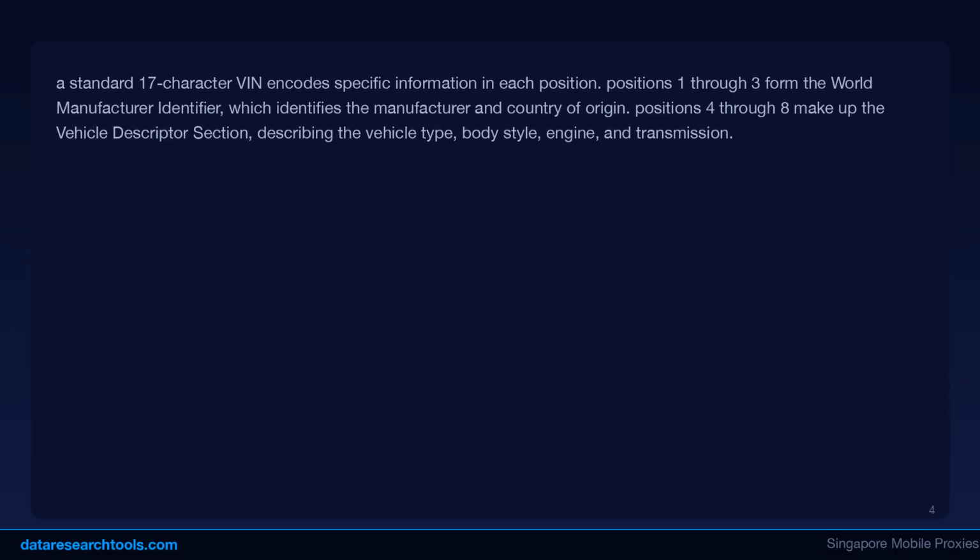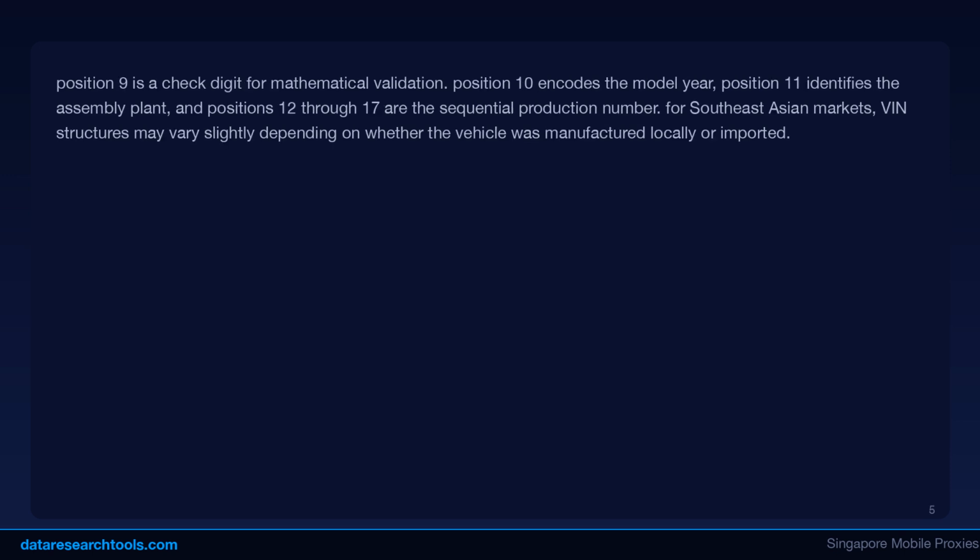Position 9 is a check digit for mathematical validation. Position 10 encodes the model year. Position 11 identifies the assembly plant, and positions 12 to 17 are the sequential production number. For Southeast Asian markets, VIN structures may vary slightly depending on whether the vehicle was manufactured locally or imported.